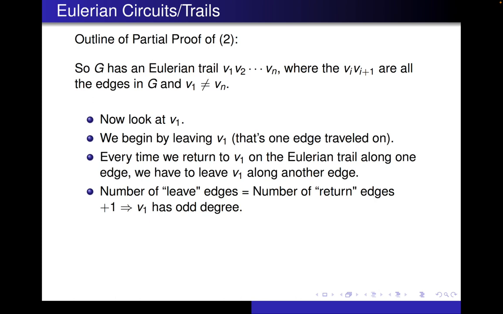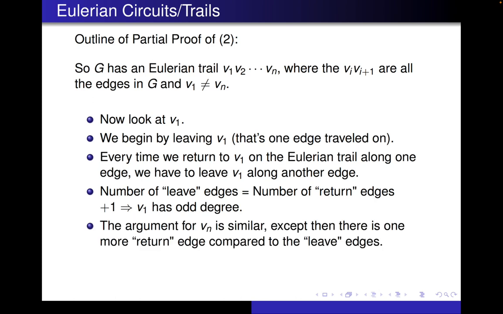And then we can play a similar game with Vn. The first time we encounter Vn is on a return edge, an entering edge, right? And then every time we leave, we have to return again because Vn is going to be the last vertex in the Eulerian trail. So the Eulerian trail ends on Vn, so every time we leave Vn, we got to come back. And then we have a situation where the number of return edges is one more than the number of leave edges. Again, we get an odd degree for Vn, so V1 and Vn both have odd degree, and that proves the theorem.